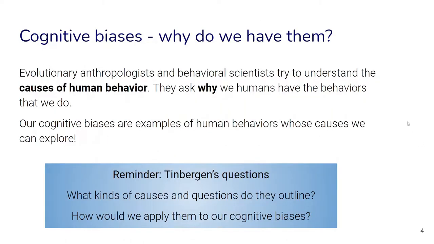So also with cognitive biases, if we consider them kinds of human behaviors, we can ask, why do we have them? What are their causes? And so again, as a reminder, we can use Tinbergen's questions as a framework to help us explore different kinds of causes of these biases.